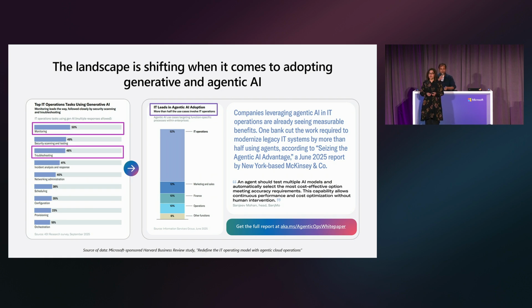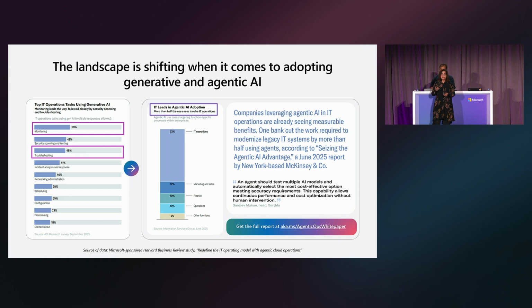Recent surveys show that IT operations are leading in the adoption of AI, with measurable benefits that they're already accruing. One example is a bank that cut their modernization effort for the legacy systems by more than half by using agents. This shift towards AI means that organizations need to rethink how we approach observability and optimization, ensuring that you're ready for both the opportunities and the new requirements that this new world of AI and agentic AI brings to the table. The way we see it, the opportunities in this space are primarily twofold.